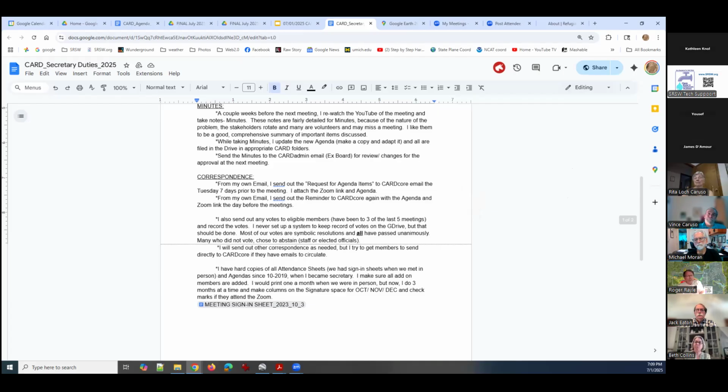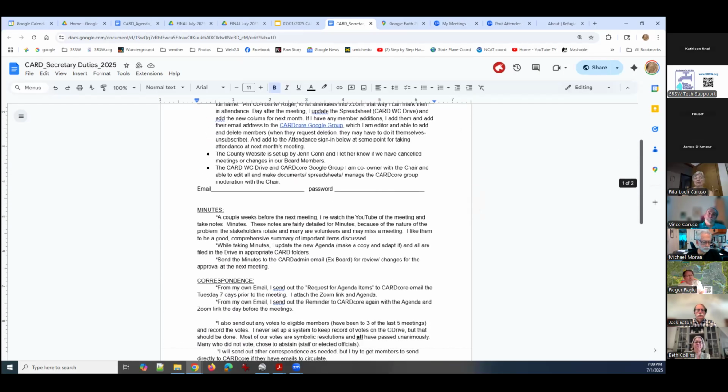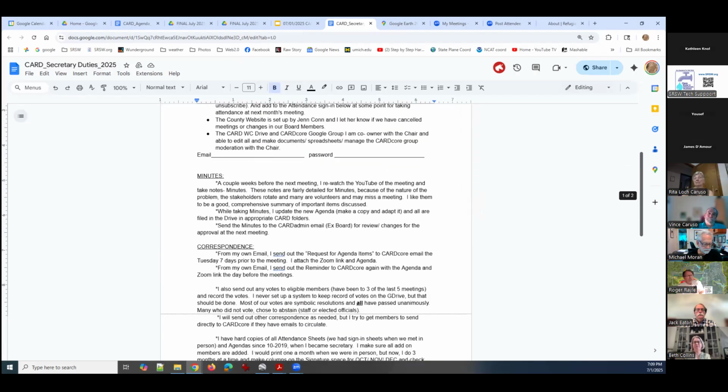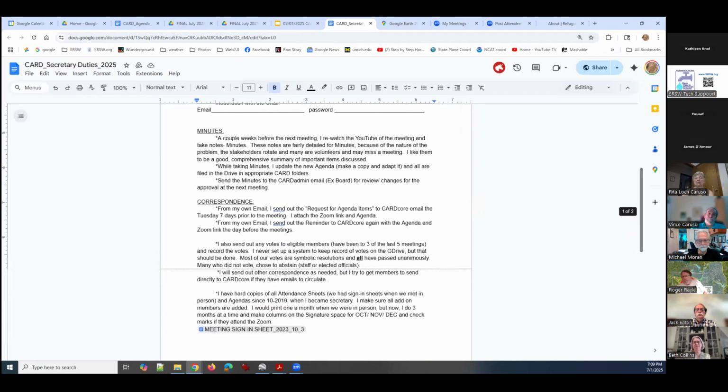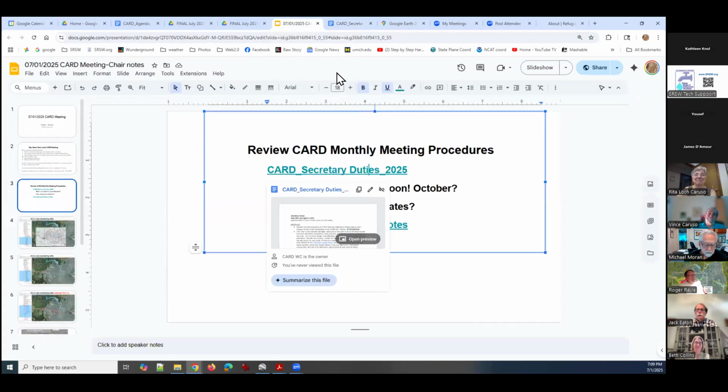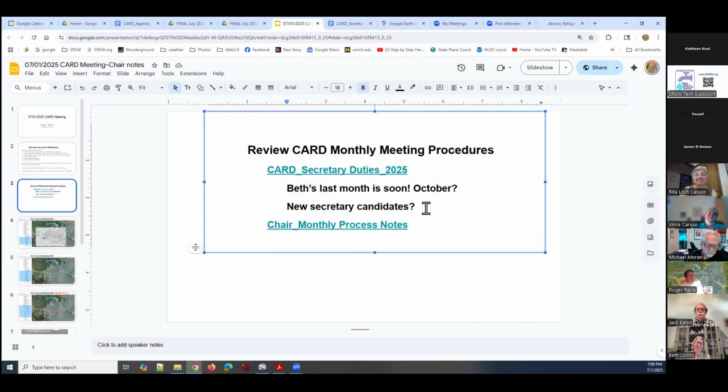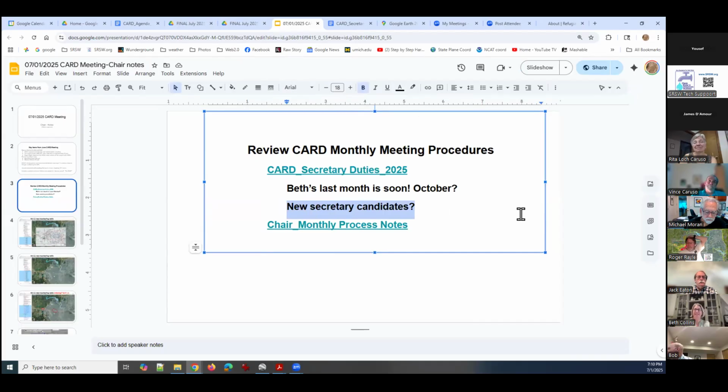So it's a very critical position that Beth has, and if she wants to step back, we need to beat the bushes and get somebody that can either share the duties with somebody else or transition into it. And Beth could be Secretary Emeritus to be there in case something blows up. So that's one thing. Any new candidates, let's beat the bushes for that. Talk it up among your colleagues and acquaintances and people you talk to.